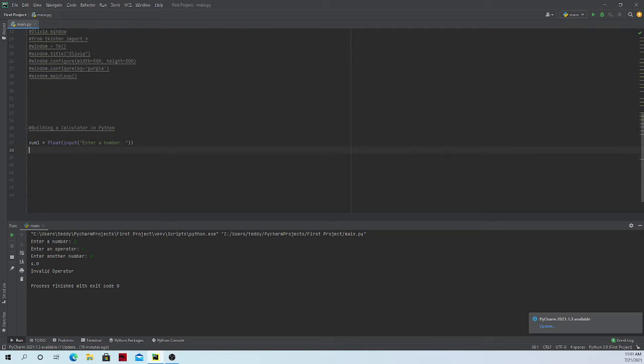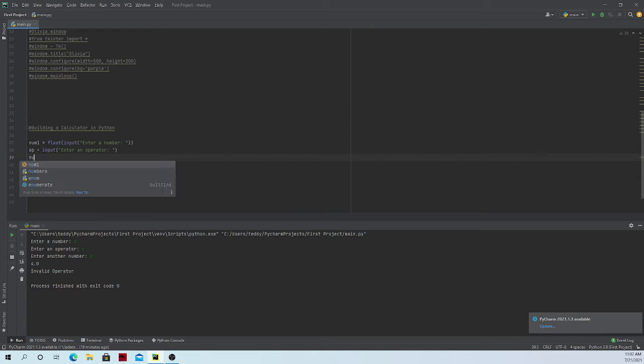Now we need an operator. Are we going to plus, minus, subtract, divide, times? We're going to see. So, operator equals input, enter an operator. So basically, we're asking the user to please enter an operator.